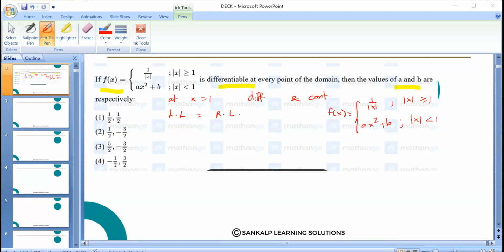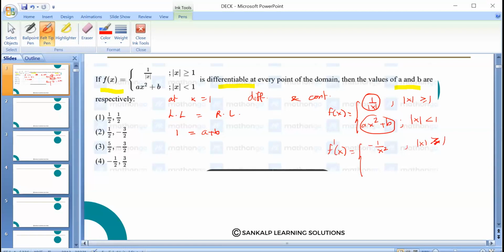So when you take left limit, in this function you will put x equal to 1. When you take right limit, in this function you will put x equal to 1. So this is one equation you get. Left limit equal to right limit. Now because the function is differentiable, the derivative of the function, you can write it as a piecewise function. 1 by x derivative is minus 1 by x squared for mod of x greater than or equal to 1. And the derivative of ax squared plus b is 2ax for mod of x less than 1.